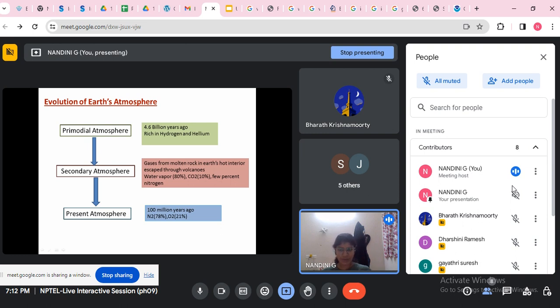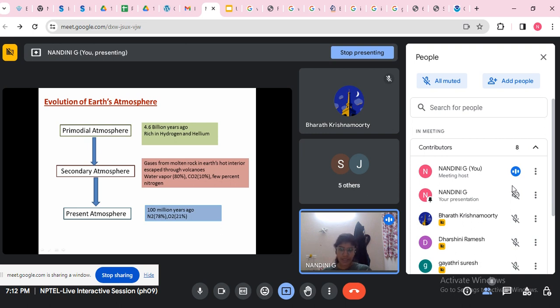Okay, so what was it? The first atmosphere, which was formed around 4.6 billion years ago, was known as the primordial atmosphere. It was rich in hydrogen and helium, and most scientists agree with the theory that this atmosphere escaped from the Earth's surface because the gravitational pull of the Earth was not very strong at that time. So that was the primordial atmosphere.